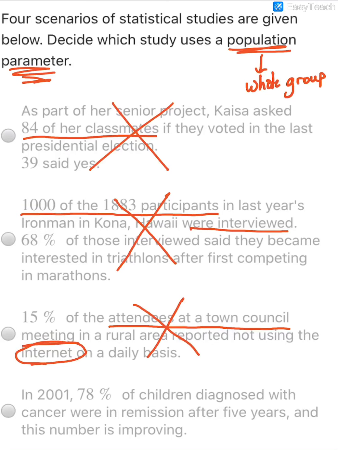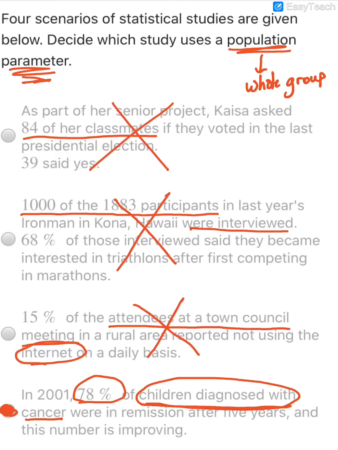Finally, the last one says, in 2001, 78% of children diagnosed with cancer were in remission after 5 years, and this number is improving. So we're looking at all the children, so that would be our population, and then the parameter is the fact that 78% were shown to be in remission after 5 years. So this would be a study that has a population parameter.